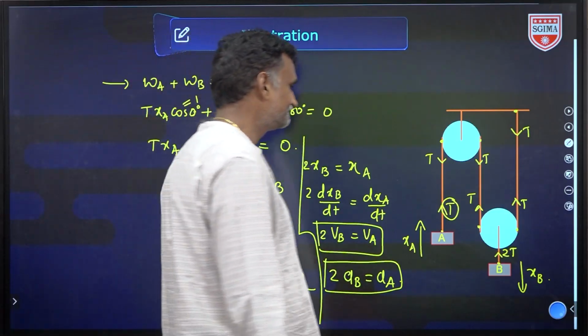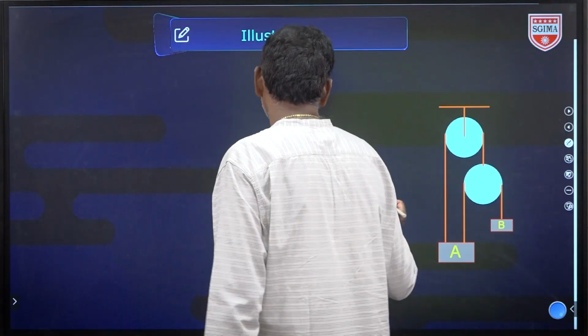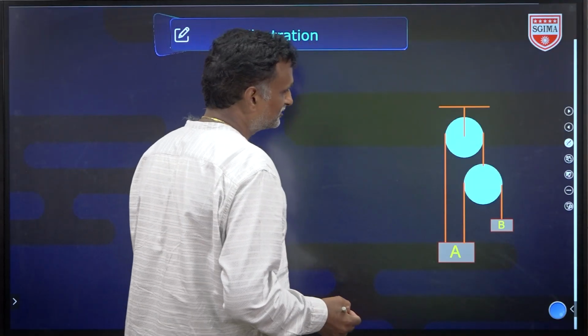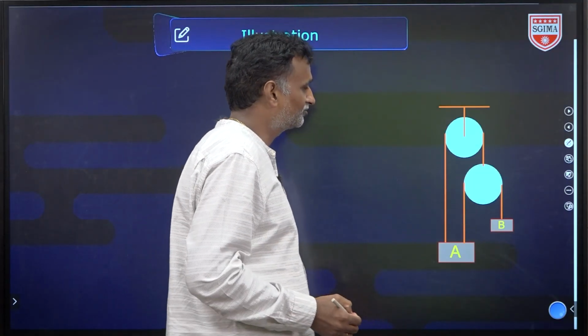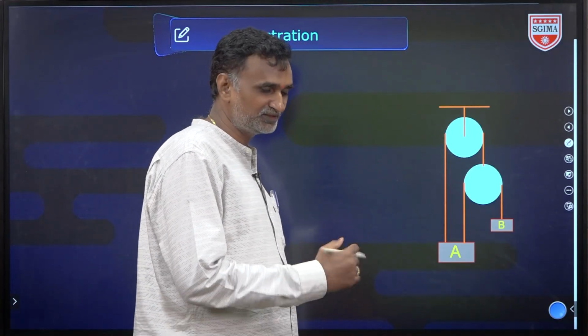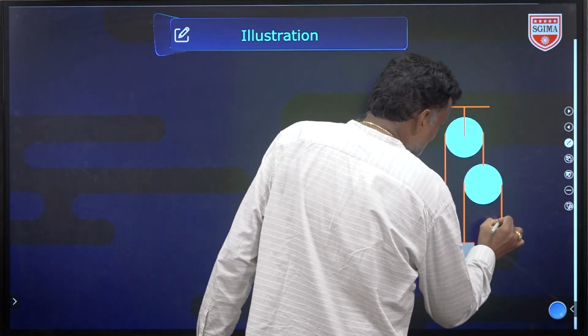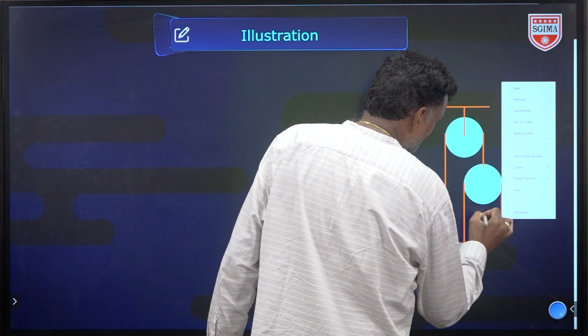Next, here is one more illustration. There are 2 blocks and the pulleys are connected in a different way, and we can solve with the same method again. So let us take, here is the tension starting point I am taking.